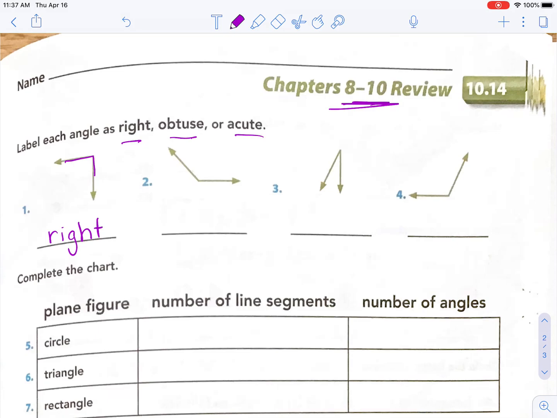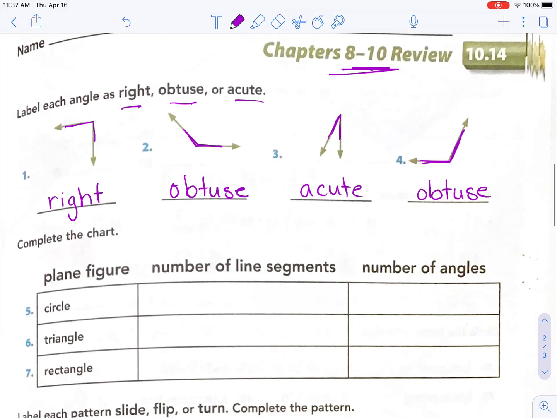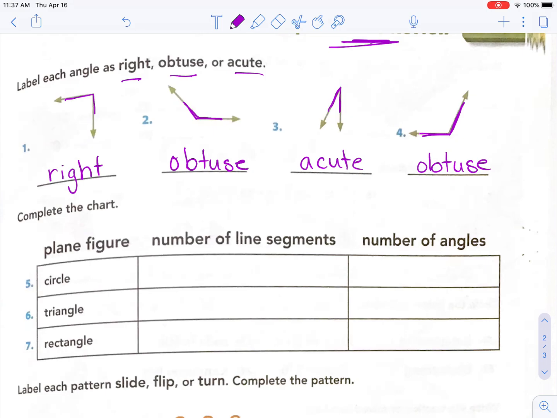Obtuse. That's anything bigger than a right angle. Do you see that? It's bigger than a right angle. So this one's obtuse. Oh, this one's a cute little angle. Remember the cute ones? The acute angles are the little ones that are smaller than a right angle. So this is acute. And this other one that's bigger than a right angle, it's obtuse. Hopefully you remember these. If not, make corrections. It should come back to you.